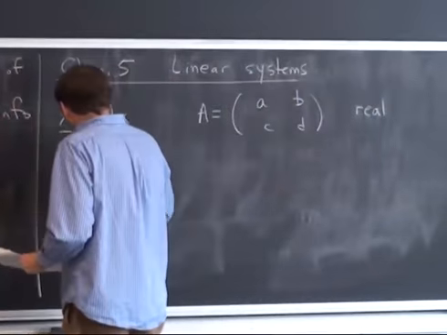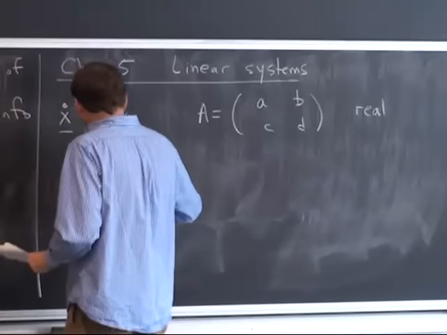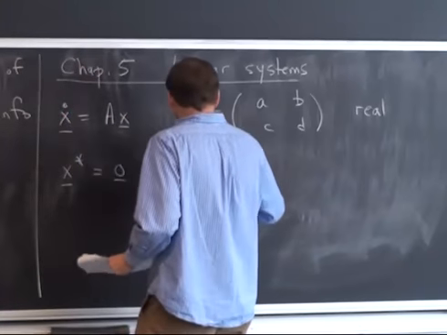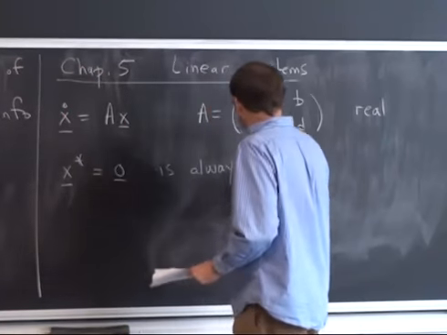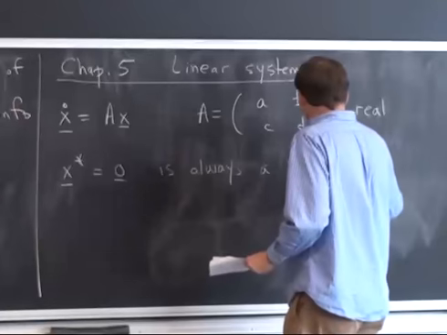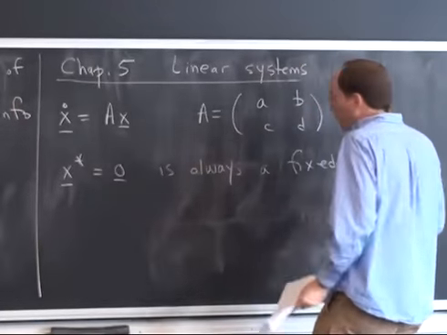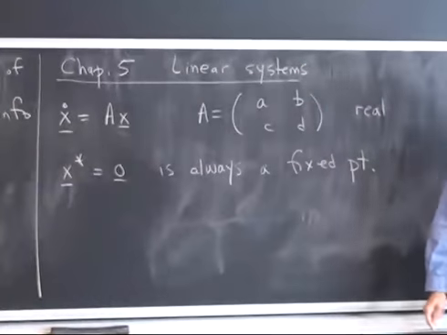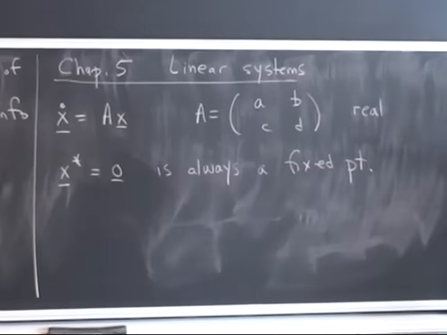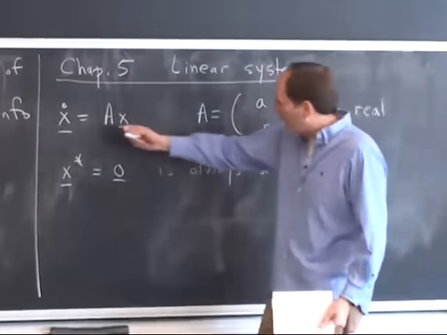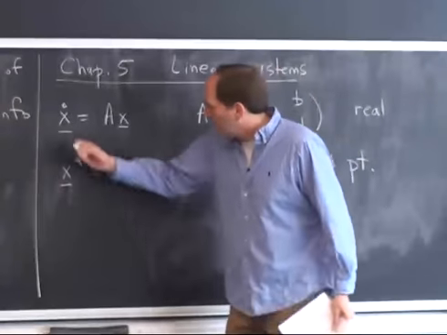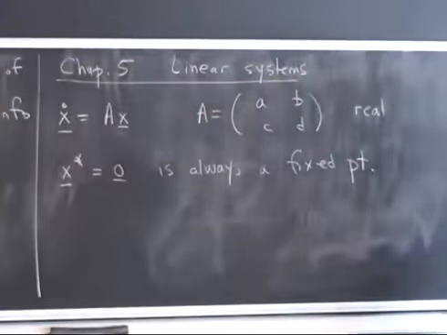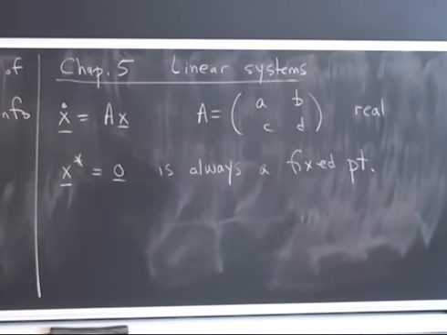And so for a system like this, the origin is a fixed point. It's a fixed point for any choice of the matrix a, b, c, d. That's clear. If you just take the 0 vector, A times 0 will be 0. And so x dot is 0 at the origin. So that's always a fixed point. But the question for us is, what's the phase portrait like in the neighborhood of 0?